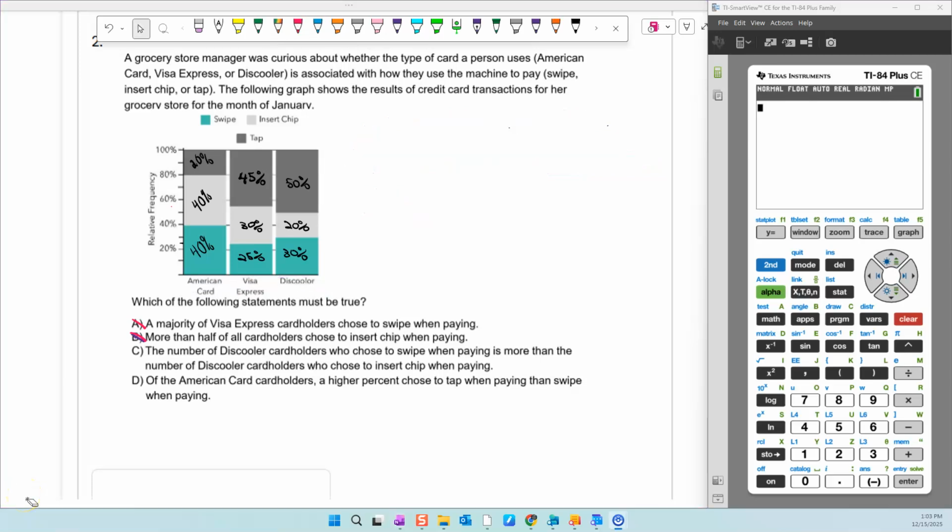Okay, the number of Discover cardholders who choose to swipe when paying is more than the number of, this should say Discover cardholders who choose to insert a chip when paying. So swipers compared to chippers, we know that if we knew how big this is, we don't know how many people are in here, but it doesn't matter. 30% of that number is going to be bigger than 20% of that number. So C is our true statement.